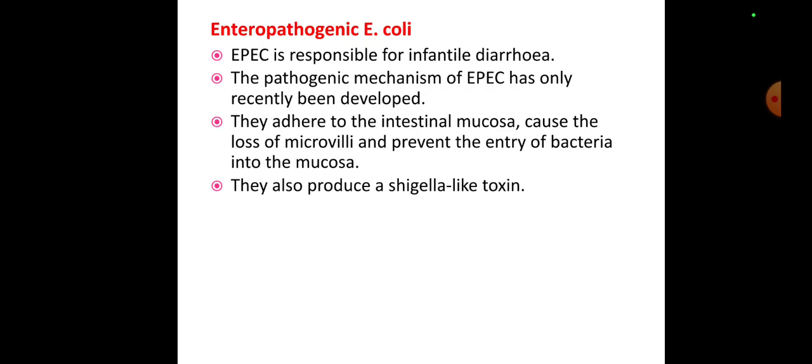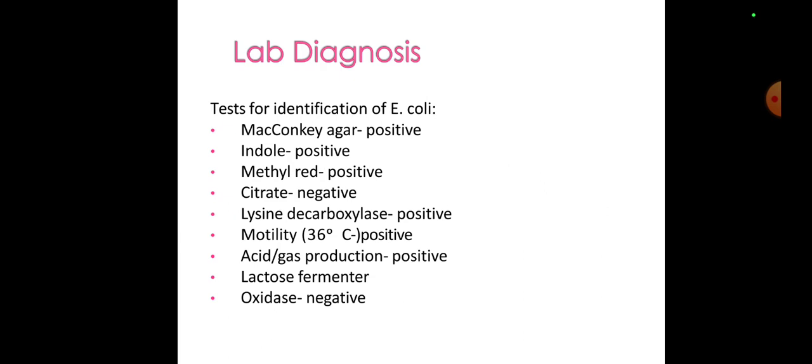And enteropathogenic E. coli is also responsible for infantile diarrhea. It is also a diarrheal disease. The pathogenic infection has only recently developed, and it adheres to the intestinal mucosa, and it causes loss of microvilli, and it prevents the entry of bacteria into the mucosa. It also produces Shiga-like toxins.